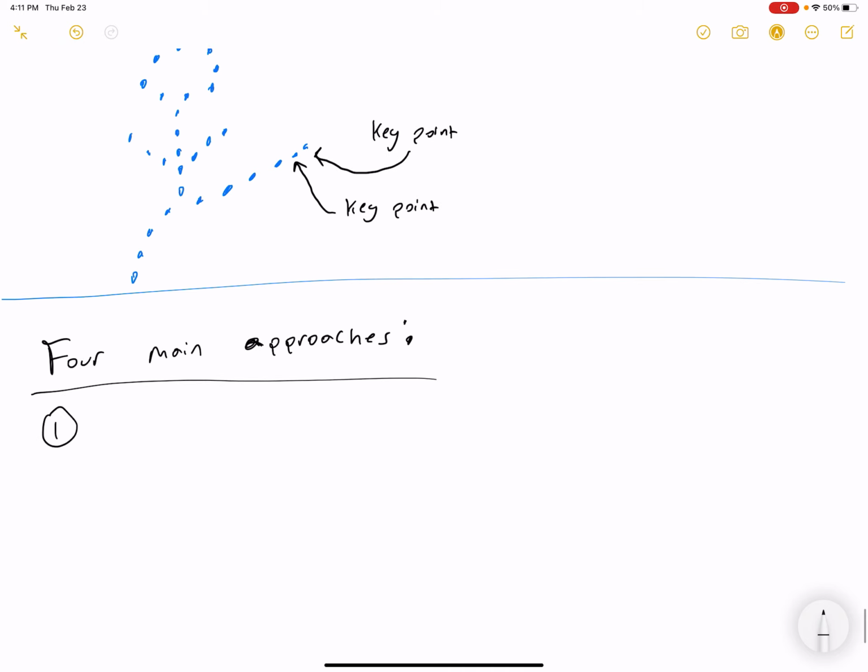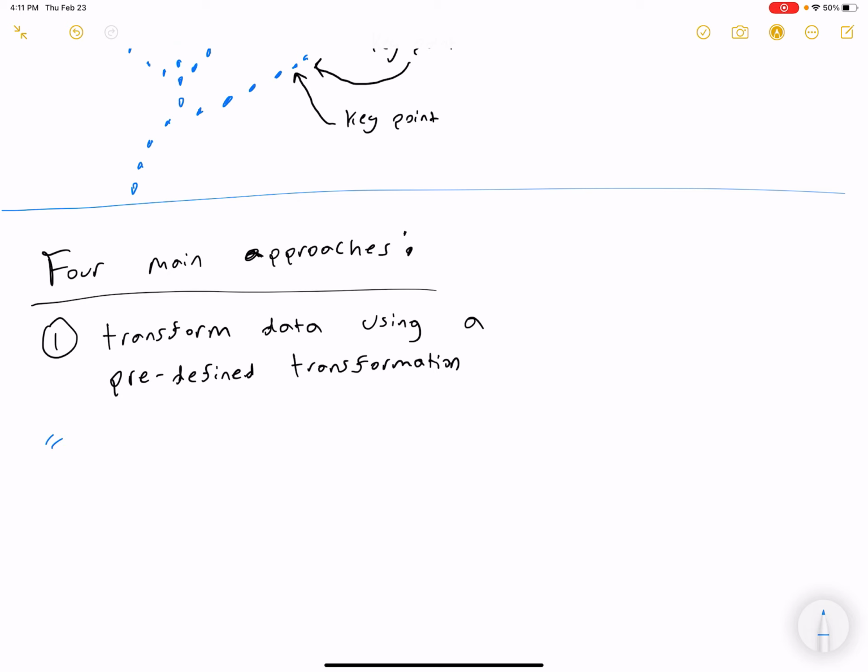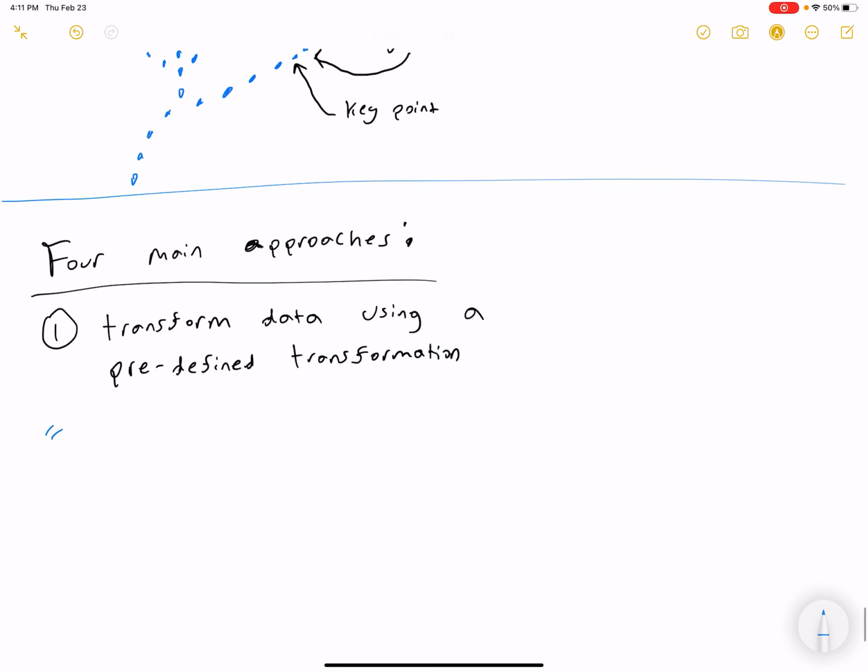Number 1, transform the data using a predefined transformation. For example, we saw this before in our coding notebook on sentiment classification, the bag of words representation, where we count the occurrence of each word, and each word has a different position in the feature vector.